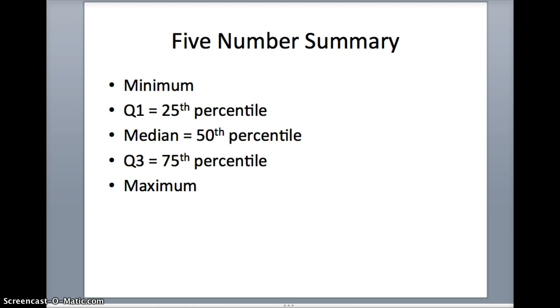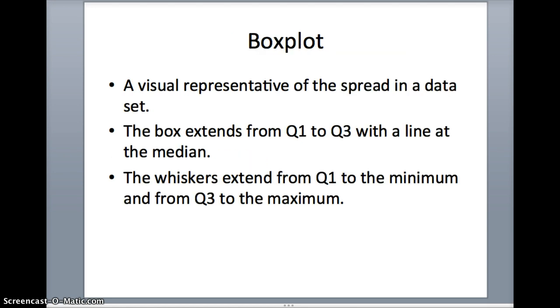And we use the 5-number summary to give us a visual representation of the spread in that data set. And that visual representation is called a box plot. Now, how do we construct one of those representations? Well, we draw a box that goes from Q1 to Q3. And at the median, in the middle of that box, we put a line representing the median. And then from that box, we have whiskers. Whiskers extend from Q1 to the minimum, and the whiskers extend from Q3 to the maximum.